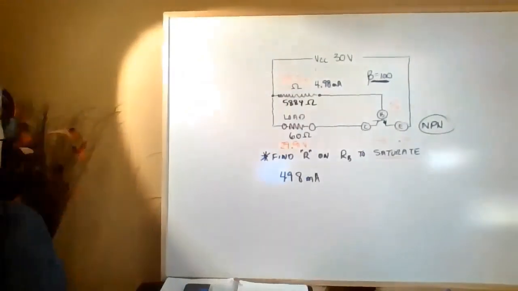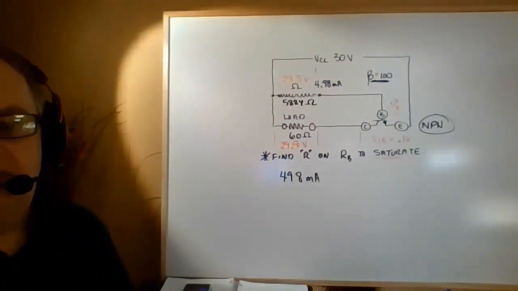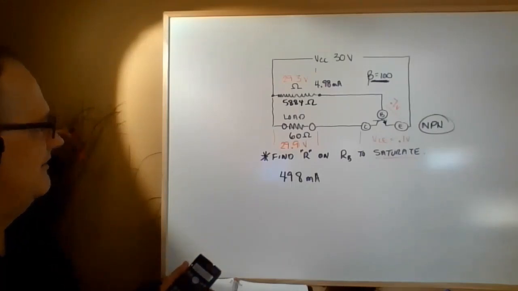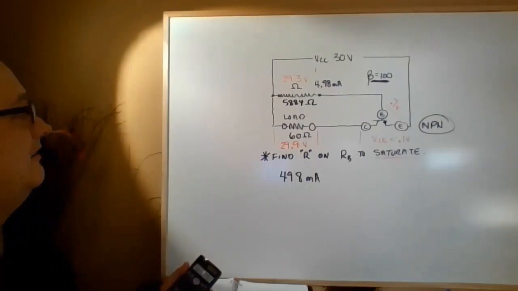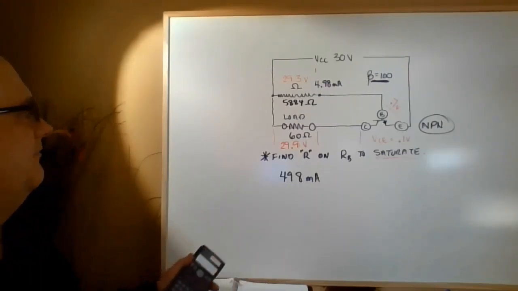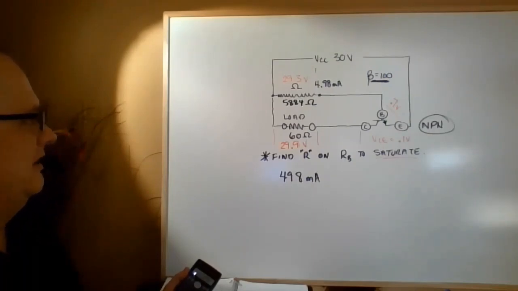And that is the actual size of the base resistance that I need to limit the base current to that exact value. Now that is the actual saturation current required. In other words, when I get up to 4.98 milliamps, it's saturated.